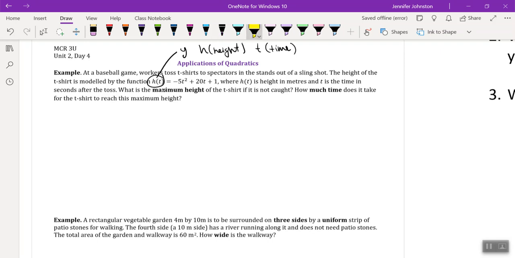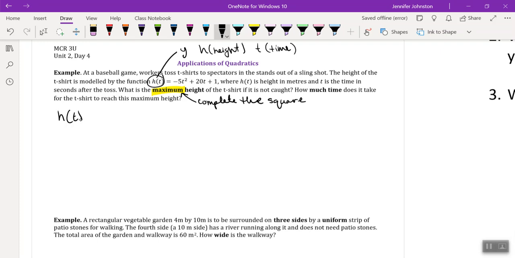Maximum height, oh, you heard the word maximum. What do you have to find? That means you have to complete the square. And we are looking for the h, which is the y value of the vertex. And how much time did it take to reach this maximum height? That would be the x of the vertex. Okay, let's go ahead and do that.